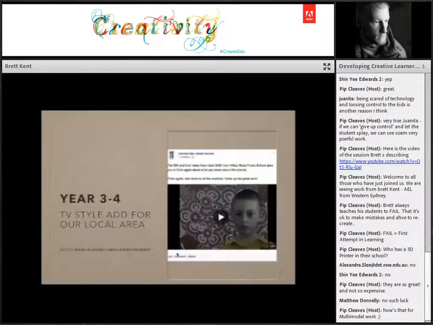And the concept was that the students had to make a 30-second commercial that sold the area and explained that it was a nice area to be in. And the reasoning behind that was that the area that our school is in is an area that gets a lot of press. It's an area that gets a lot of media attention for negative reasons.